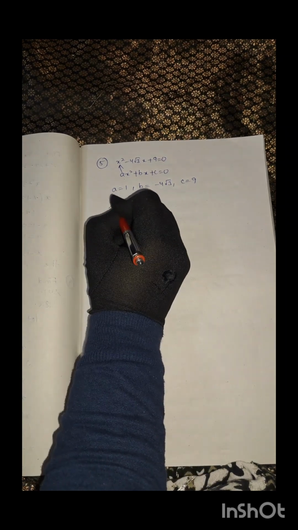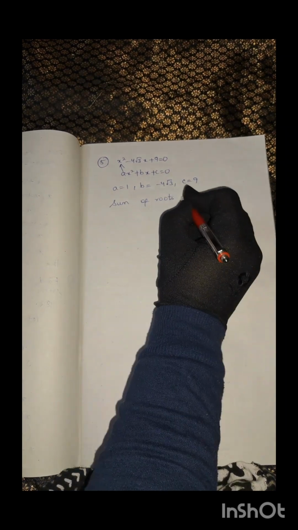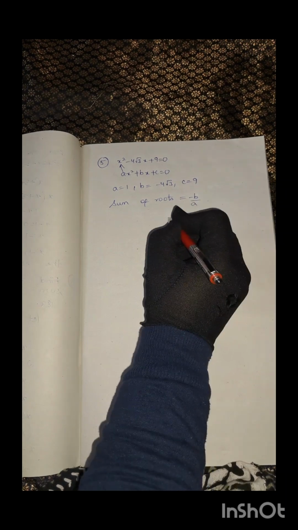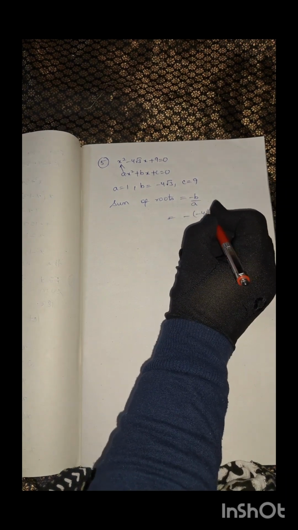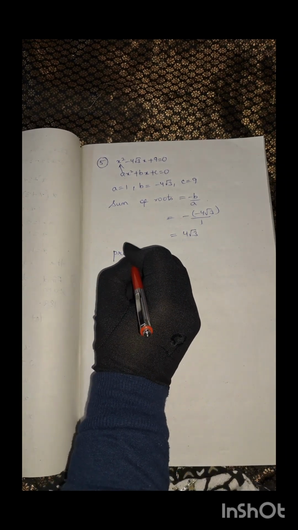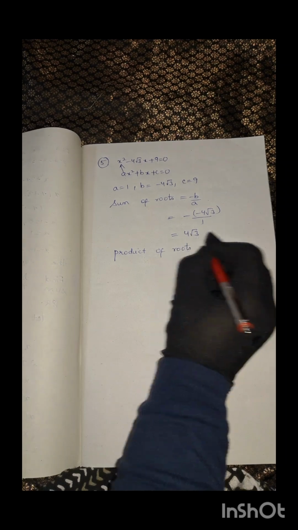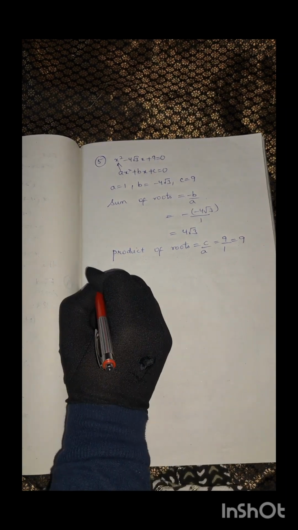Okay. Sum of the roots we have the formula, that is minus b by a. So what is b here? Minus of minus 4 root 3 by 1. So sum of the roots is 4 root 3. If I need to find the product of the roots, the formula is c by a. Product of the roots is equal to c by a, which is 9 by 1, which is 9. That's it. Okay, let us see the next question.